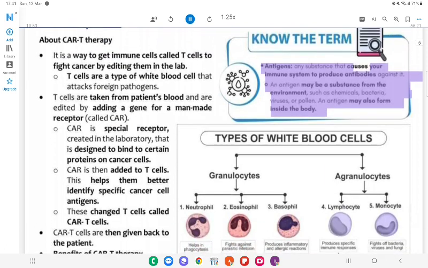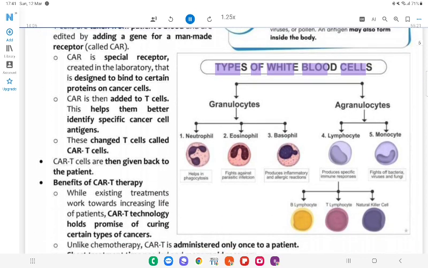Know the term: antigens. An antigen is any substance that causes your immune system to produce antibodies against it. An antigen may be a substance from the environment, such as chemicals, bacteria, viruses, or pollen. An antigen may also form inside the body. Types of white blood cells.